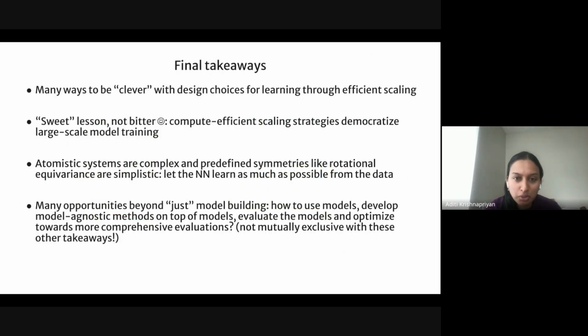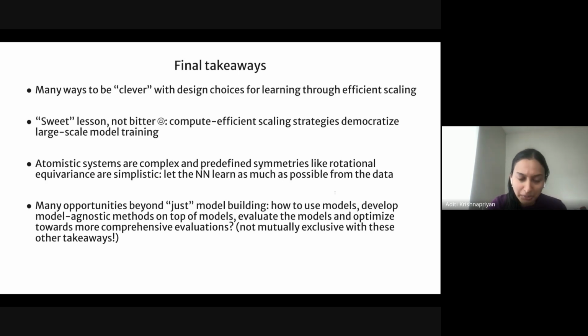So the final takeaways I just have here are that I think there are many ways to be clever with design choices for learning through efficient scaling. I think the field has really focused on very specific areas of how to be clever, so to speak. And I think there are actually a lot of different things to factor in or think about with how you do these design choices. And I think it goes beyond purely just, oh, this is only an engineering problem. I think there's also a lot more nuance beyond that.